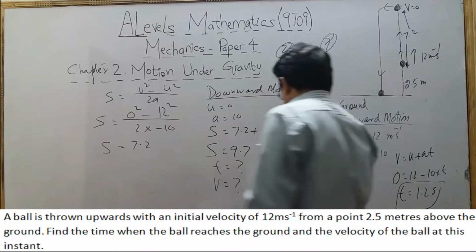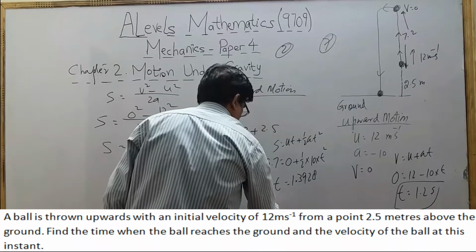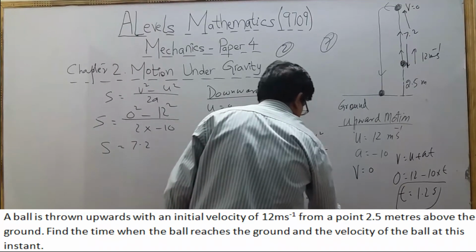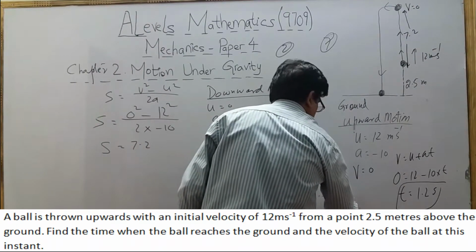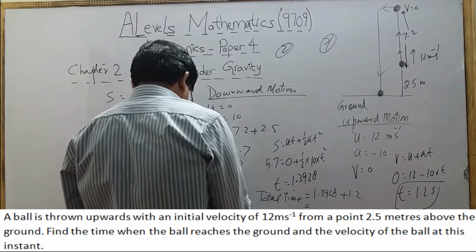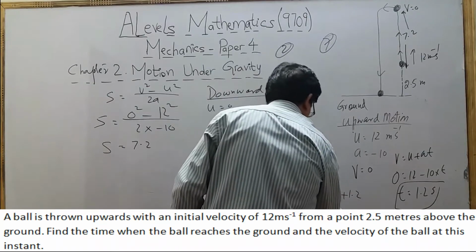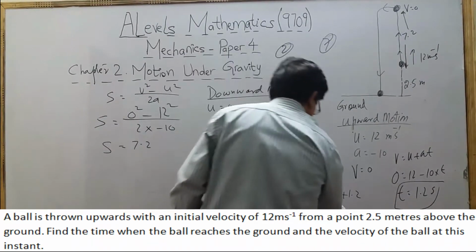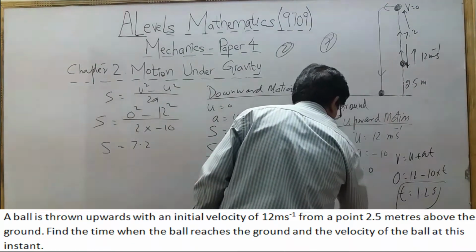So what will be total time? So total time is equal to 1.3928 plus 1.2. Now we add these, you will get 2.59 up to 3 significant figures. So this is your answer, this is your total time.